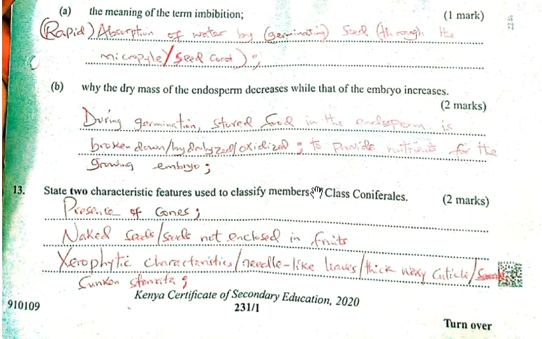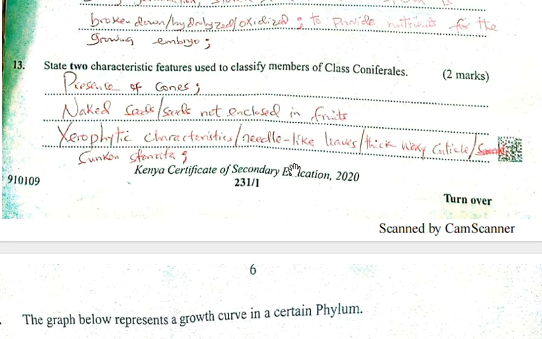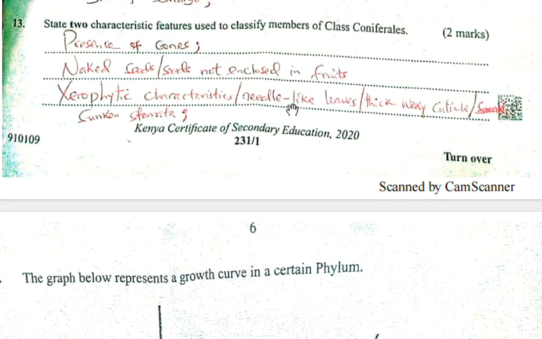Question 13. State 2 characteristic features used to classify members of class Coniferales. This is class Coniferales, that are under subdivision Gymnospermae, and the Coniferales, they have cones, or they possess cones. Apart from that, they have naked seeds, or seeds are not enclosed in fruits. Then they show xerophytic characteristics like needle-like leaves, thick waxy cuticle, sunken stomata.